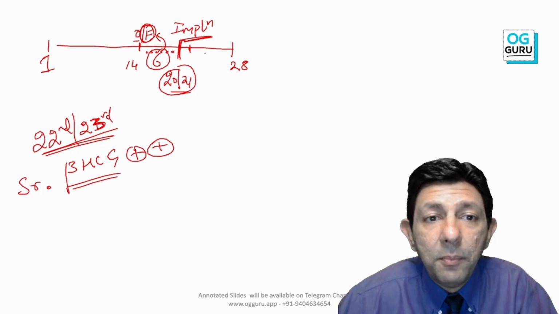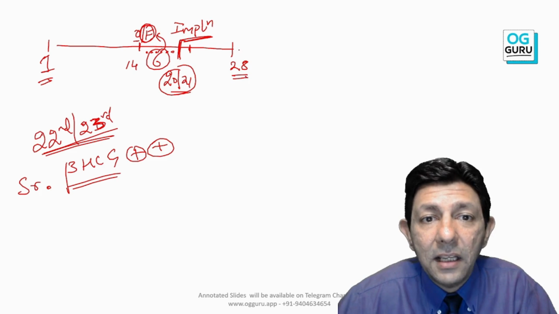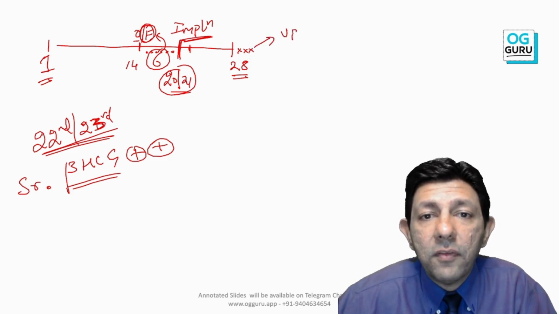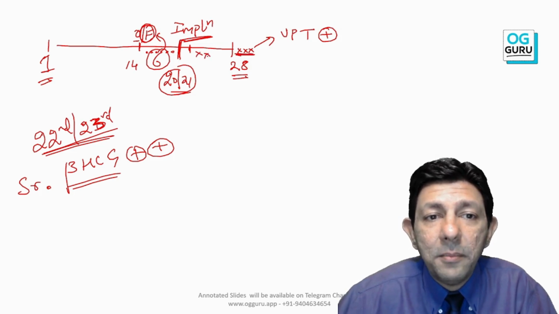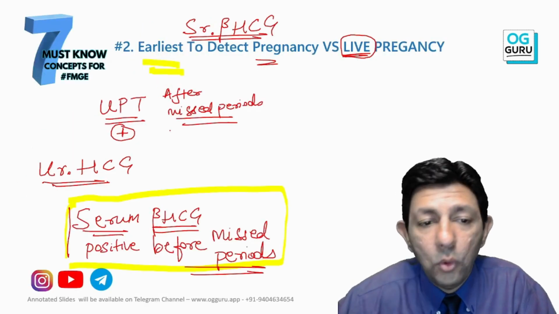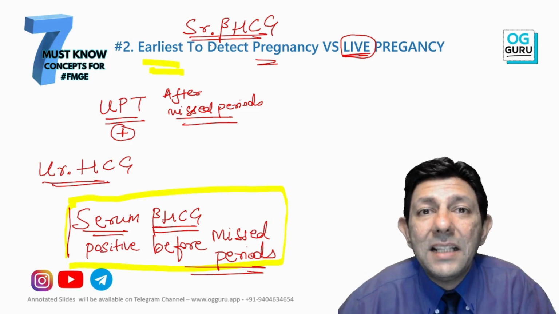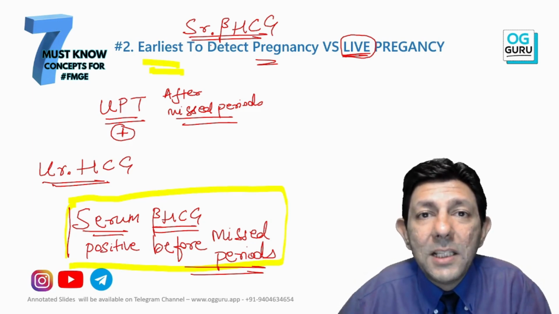That means even before she has missed a period. Here she got the period, here 28-day cycle. If she does not get periods here, then you say she has missed her periods. So the urine test becomes positive a few days after missing the periods. But the serum beta HCG will be positive in all this period. So what in the whole world detects the pregnancy earliest? Serum beta HCG. But beta HCG positive only tells me pregnancy.